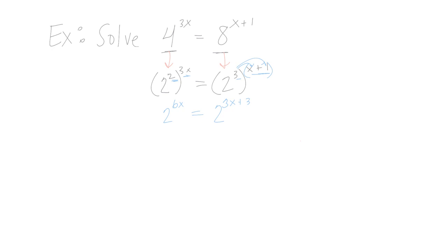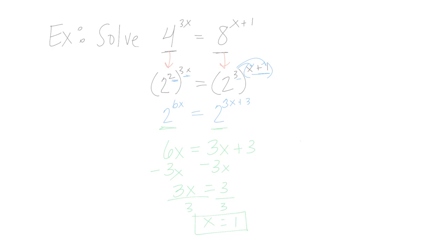Okay, so now I see that I have my property. 2 to some power equals 2 to some power. So those two powers have to be equal. So that means I know that 6x has to equal 3x plus 3. And now I solve this, so I'm going to subtract 3x from both sides. I get 3x equals 3, divide by 3, and I get x equals 1.